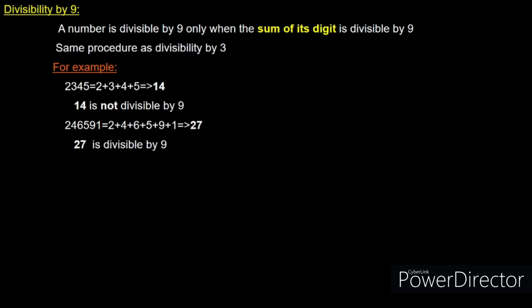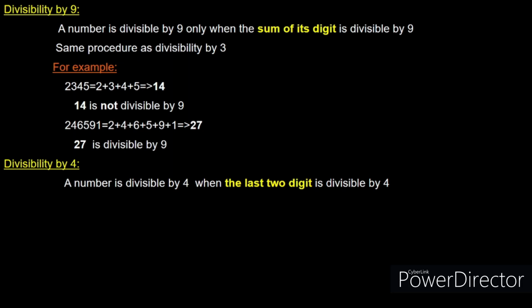3 is not divisible by 9. Exactly. But in divisibility by 3, 3 is divisible by 3. So we need to know divisibility by 4. A number is divisible by 4 when the last 2 digits are divisible by 4.